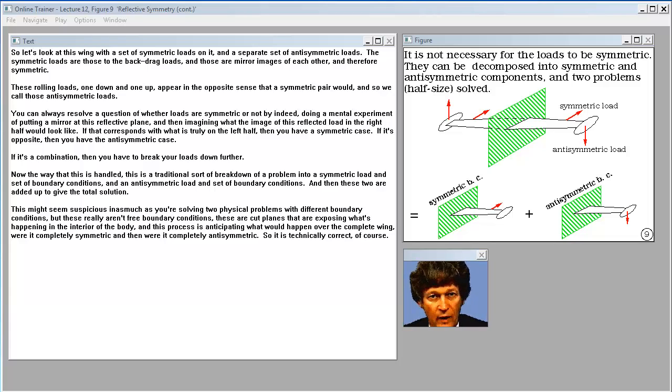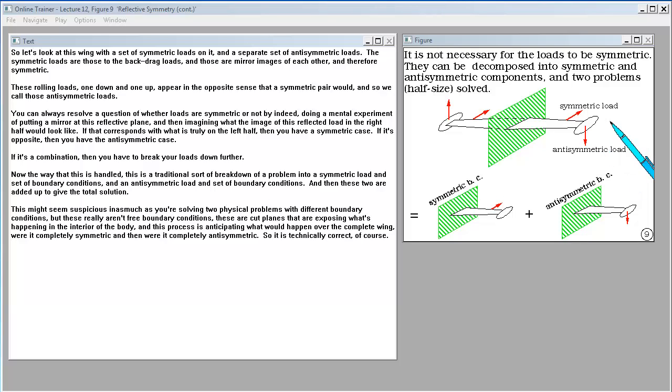So let's look at this wing with a set of symmetric loads on it and a separate set of anti-symmetric loads. The symmetric loads are those to the back, drag loads, and those are mirror images of each other and therefore symmetric. These rolling loads, one down and one up, appear in the opposite sense that a symmetric pair would, and so we call those anti-symmetric loads.